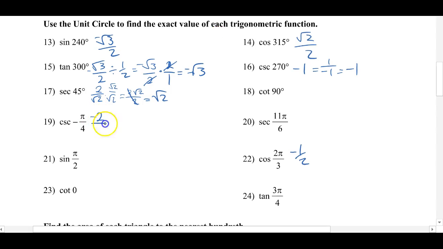So negative rad 2 over 2, we're going to flip it. Now it's negative 2 over rad 2. And we already did the math when we flipped rad 2 over 2, and it came out to rad 2 here. So I don't have to do the math again. I just know that this one's going to be negative instead because we have a negative to start with. Okay? So that's how you do those.